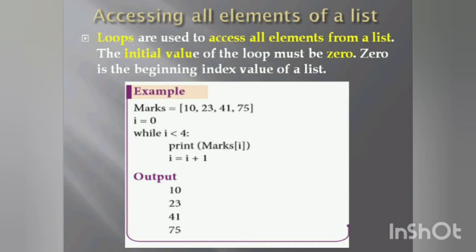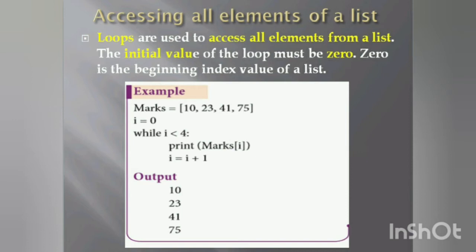Each element has an index value starting from 0. So now the index values of the elements are 0, 1, 2 and 3, right? Here we are using a while loop to read all the elements. The initial value of the loop is 0, right? So we are assigning I is equal to 0. So the starting value of the loop is 0.